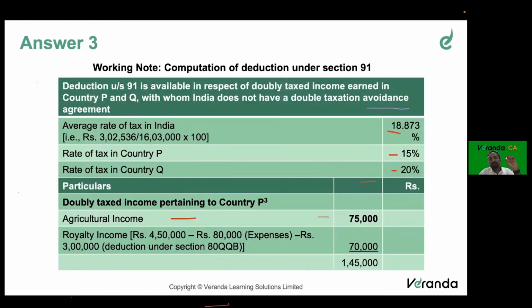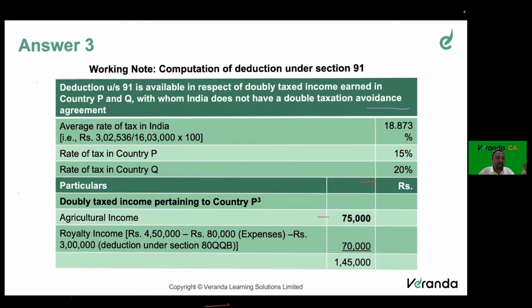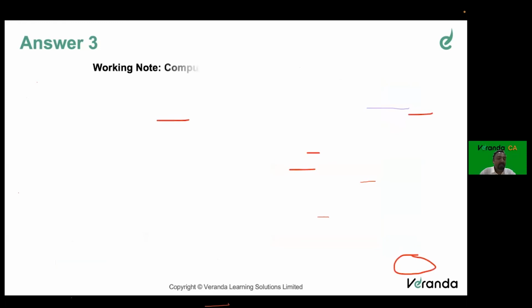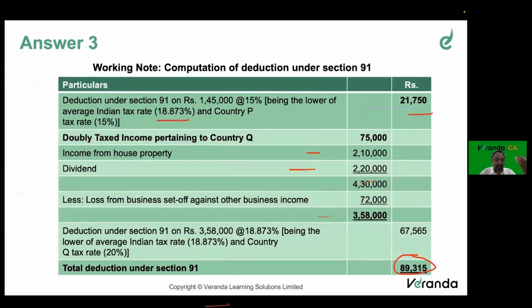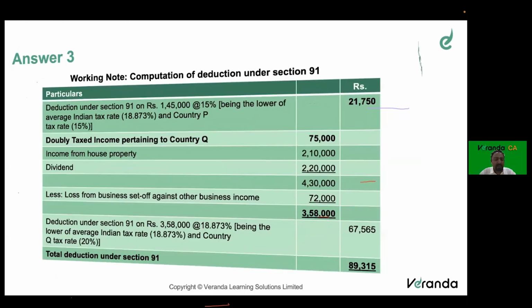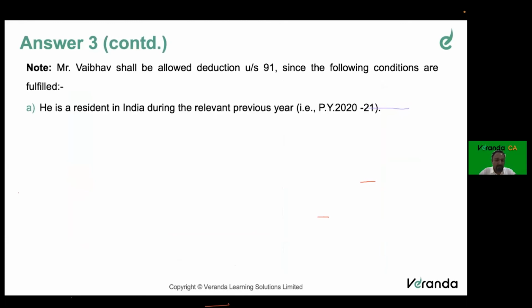You compute Indian taxable income, calculate the average rate. For that calculated taxable income, you apply whichever is lower rate between the Income Tax Act and the foreign country. So that is there. These are just some of the conditions for section 91.